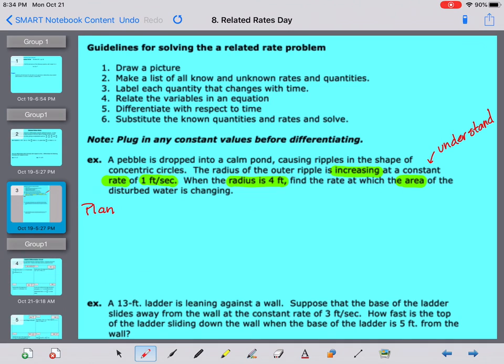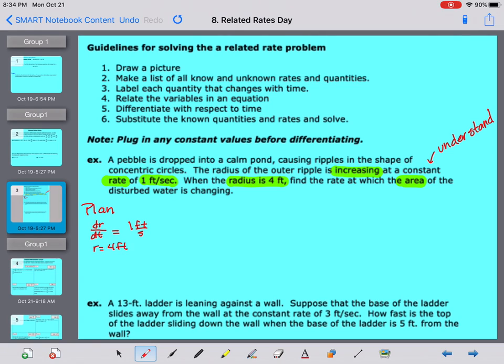Okay, so we know that the radius is increasing. When we talk about increasing, remember we're talking about a derivative, and it's the radius that's changing with respect to time. It's increasing, so we're going to have a positive rate of change at a rate of 1 foot per second. That's something we know. We also know that when the radius is 4 feet, so our radius in this situation, we're going to look directly when it's 4 feet.